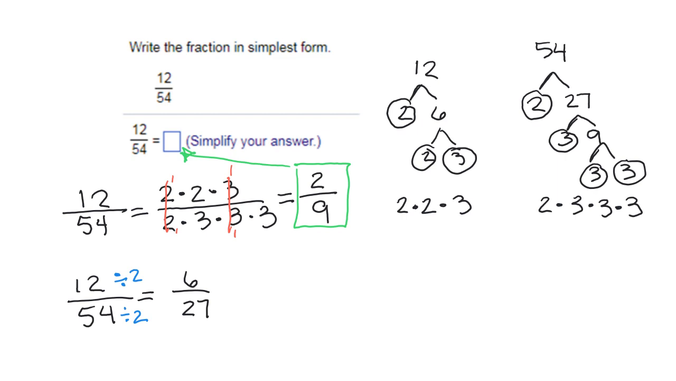And then you may notice that both of these are divisible by 3. So you can divide by 3 and divide by 3. 6 divided by 3 is 2, and 27 divided by 3 is 9. So once again, you have the same result. Two different ways to work the same problem. Find what works comfortably for you and stick to that way all the time.